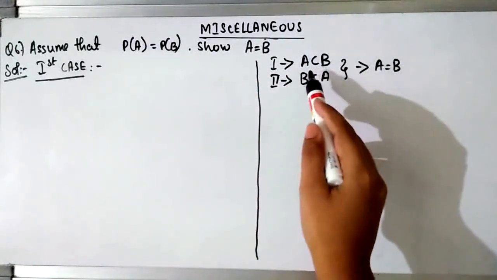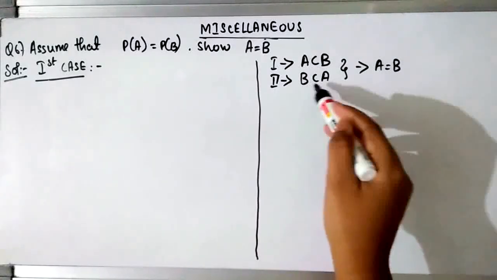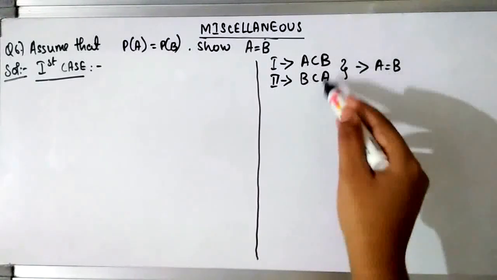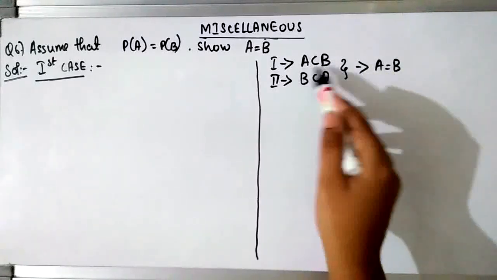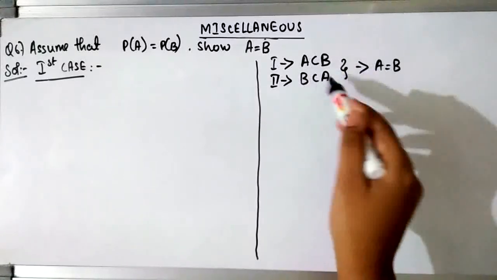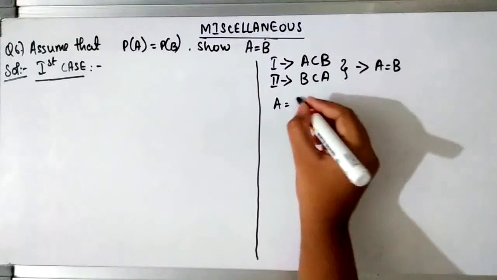In the first case we will prove that A is a subset of B. Then in the second case we will prove that B is a subset of A. And when we prove these two cases, it means that A is equal to B. Like whenever there is such a situation where A is a subset of B and B is a subset of A, then it means that A and B are equal. Like I'll show you with an example.